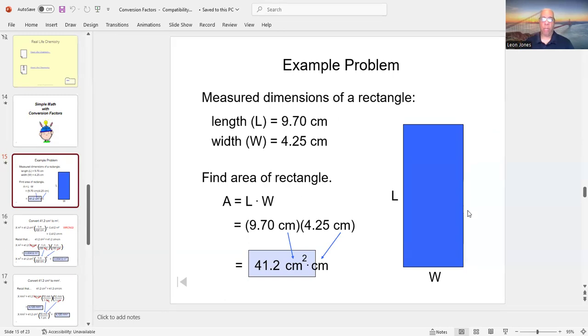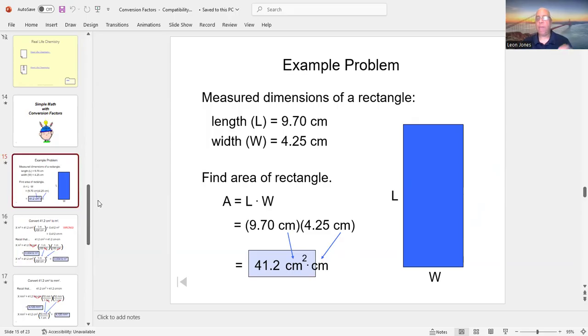We're going to measure dimensions of a rectangle. We're given a length of 9.70 centimeters and a width of 4.25 centimeters. So what am I going to do? I need to find the area of a rectangle. All right, what is the area? Area is length times width. So I'm going to take the length of 9.70 centimeters and multiply it by 4.25 centimeters. And I have 41.2 square centimeters. Centimeters times centimeters is centimeters squared.